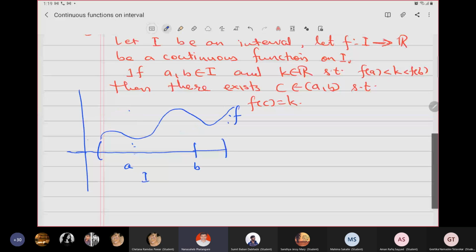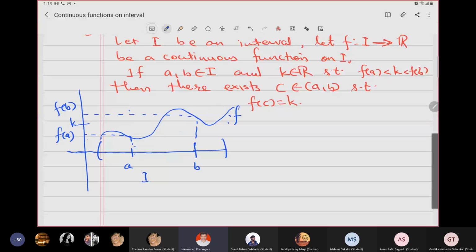So this is the graph of f on I. And now look at the value of the function at a, f of a, and the value of the function at b, which is f of b. Do you see the figure? Right. Now k is in between f of a and f of b.